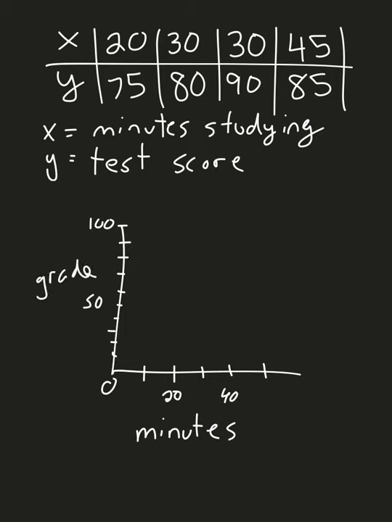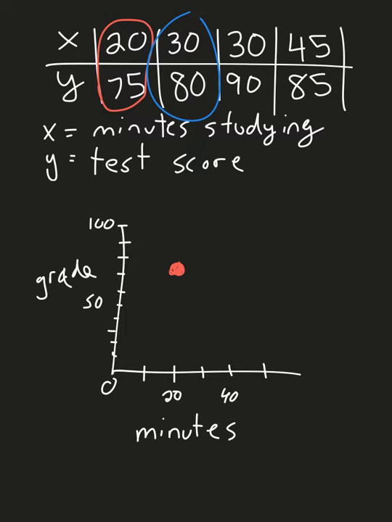So the x-axis is minutes, and the y-axis is the grade. Make sure that you label your axes with both the numbers and the actual units themselves, so the minutes and the grade. Now we're going to go plot each of these points. So the first point is (20, 75). So I'm going to go over 20 units to the right on my x-axis. So let me maneuver that, get the red pen out here, and then up 75 units for the y-coordinate.